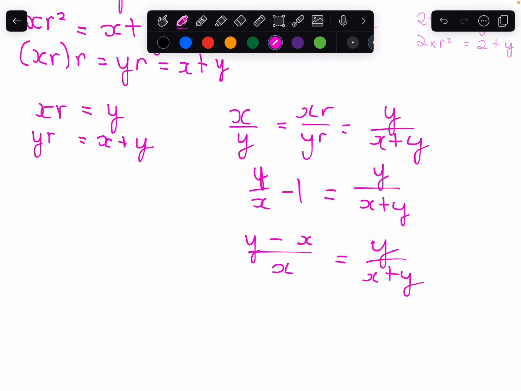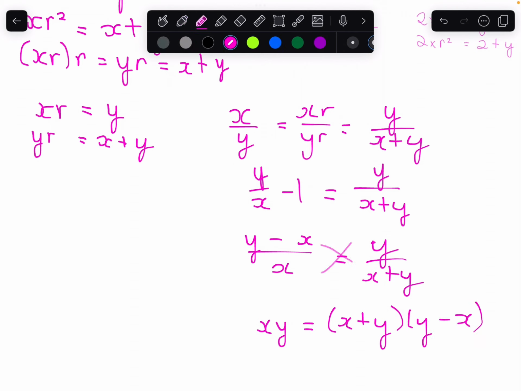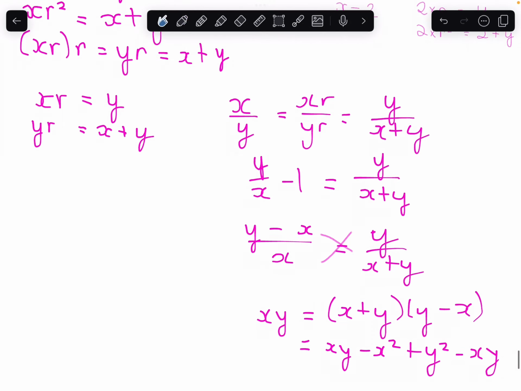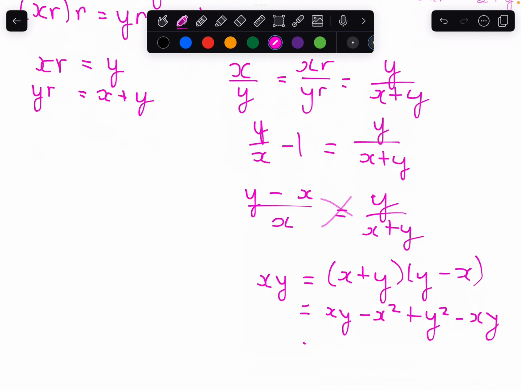So xy is equal to x plus y times y minus x. So that's again doing our favorite thing in the world, cross multiplying. So that is xy minus x squared plus y squared minus xy. Okay, difference of squares situation. So that is y squared minus x squared is equal to xy.